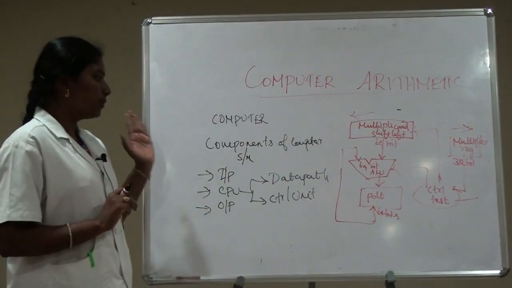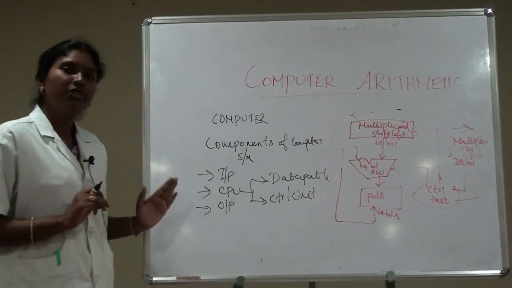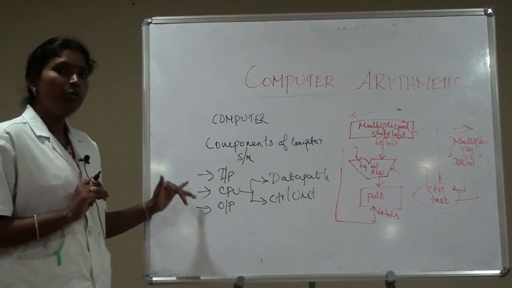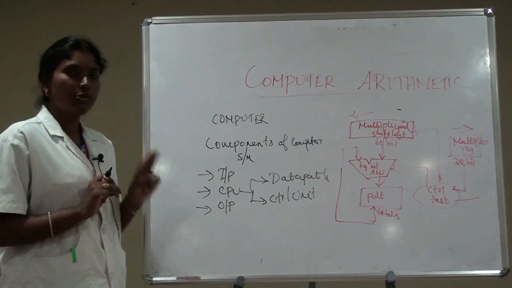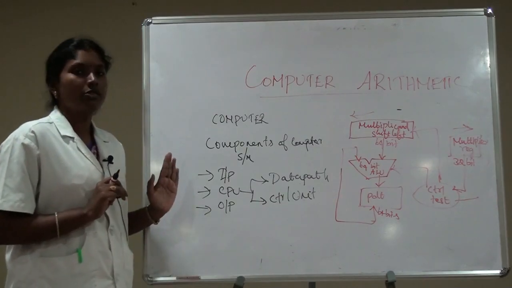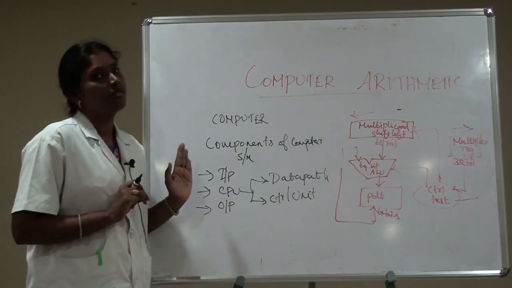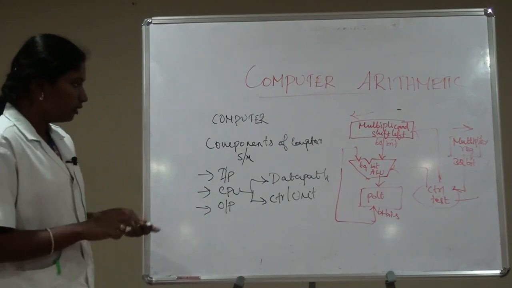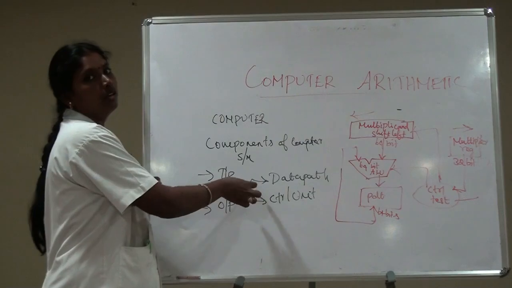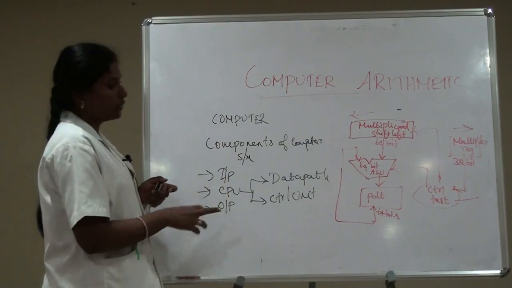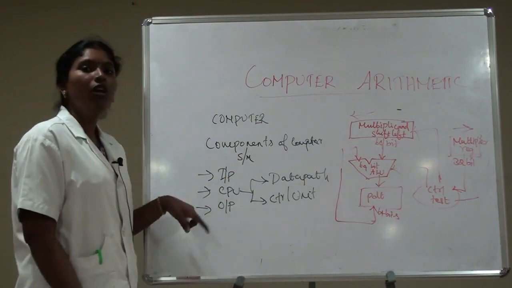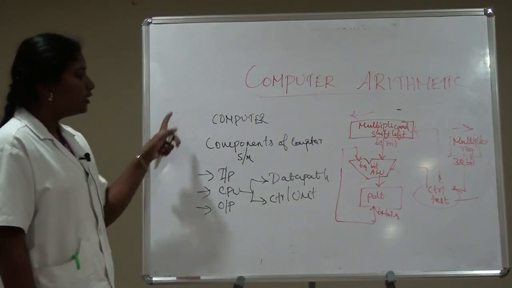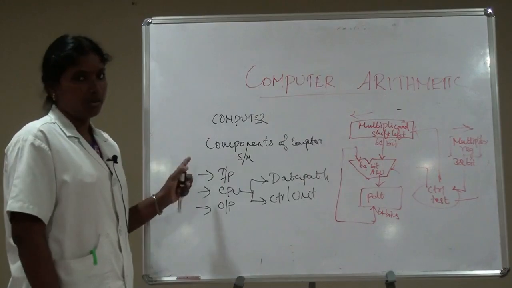So the components of a computer system are divided into 3 types: input unit, output unit and CPU. CPU is again divided into 2 types, data path unit and control unit. CPU is the brain of our computer system. The data path unit executes the data transfer instructions, and the control unit overall coordinates the execution of the computer. These are the major components of our computer system.